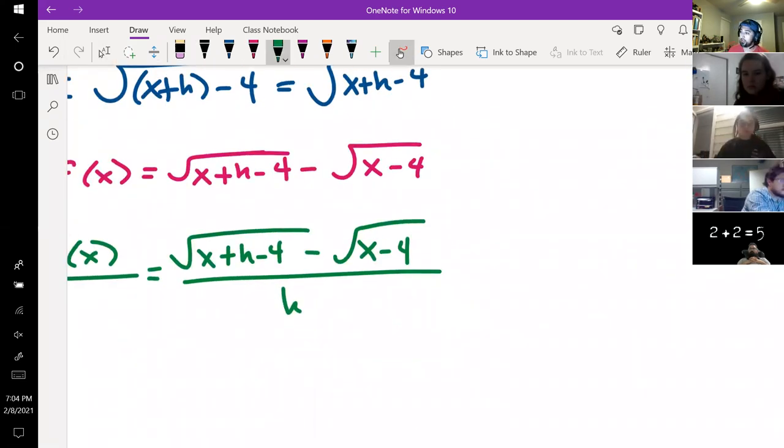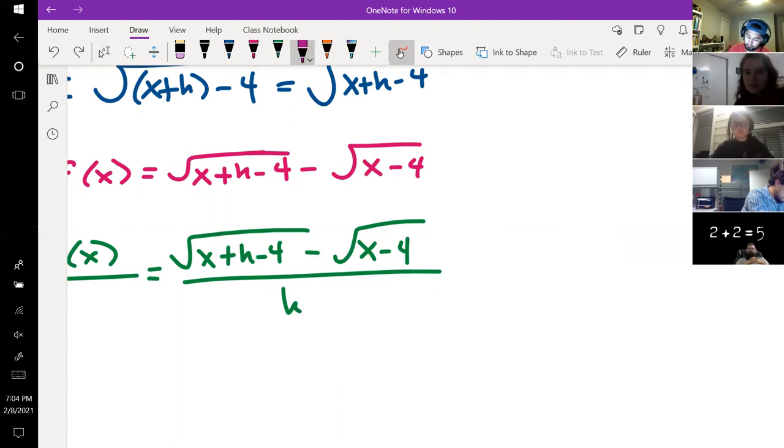Our job is to get rid of this h, that pesky h. That's our whole goal in life with the difference quotient. You got to get rid of that h. So that means we have to somehow get rid of this numerator. And the only way to do that is to multiply by the conjugate of the numerator.